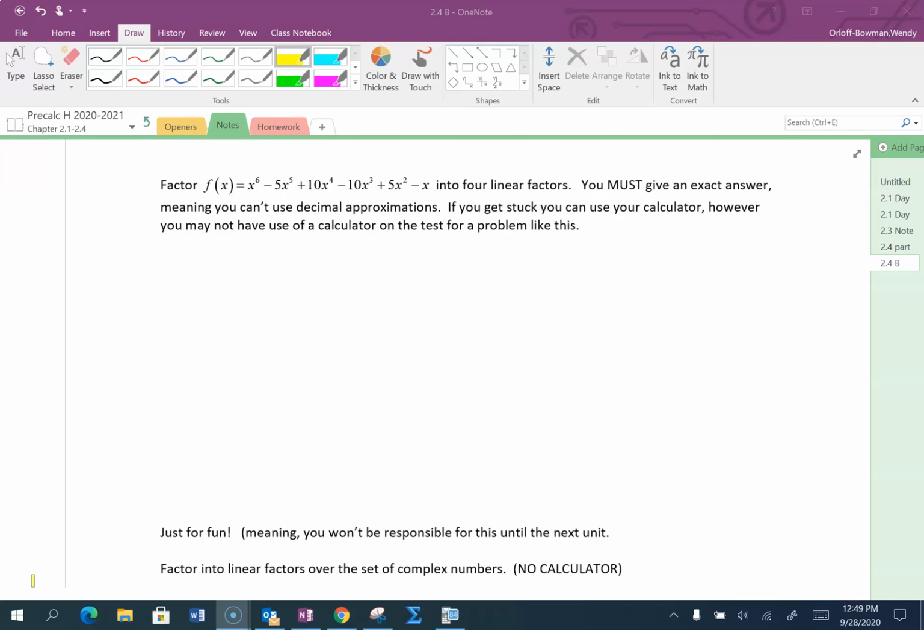First thing I notice, I have a GCF. And again, I suspect my direction might be wrong with 4 linear, so we're just going to get this down to as many linear factors as we can. And then I'll change my direction if I need to.